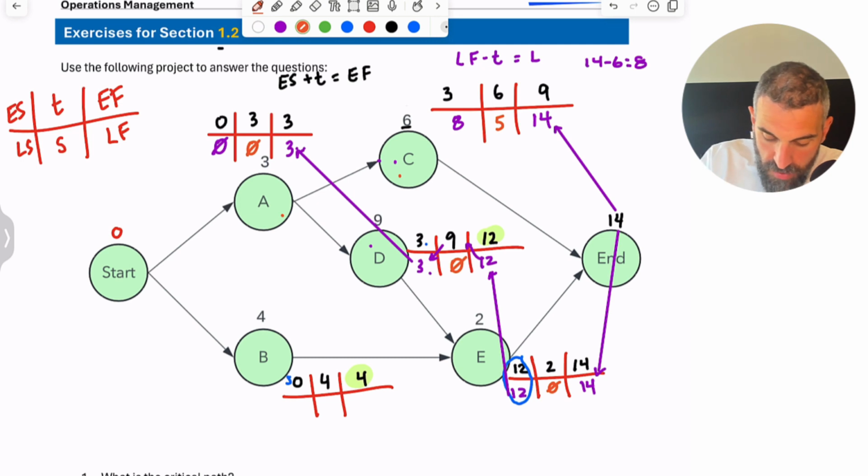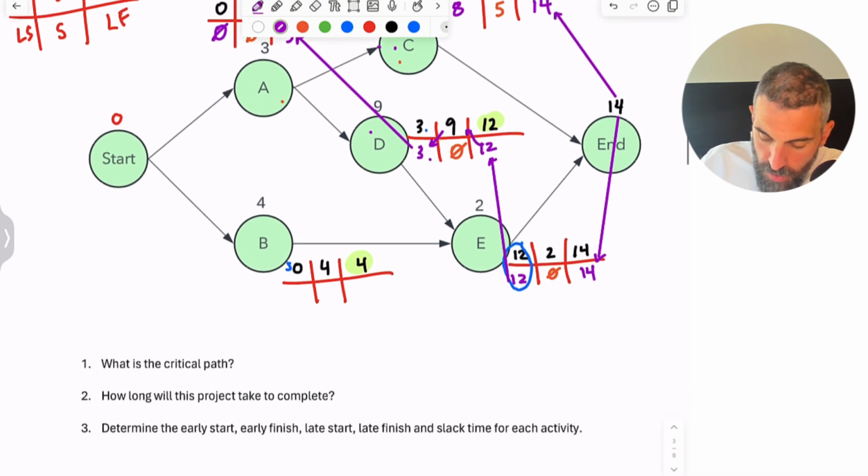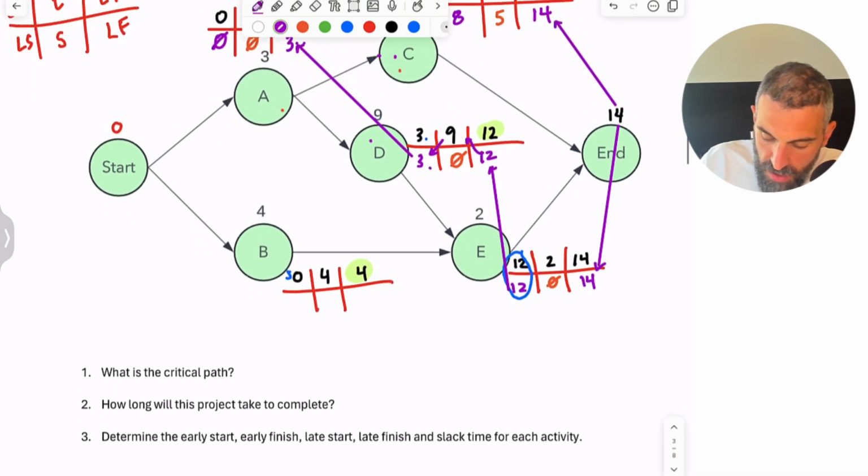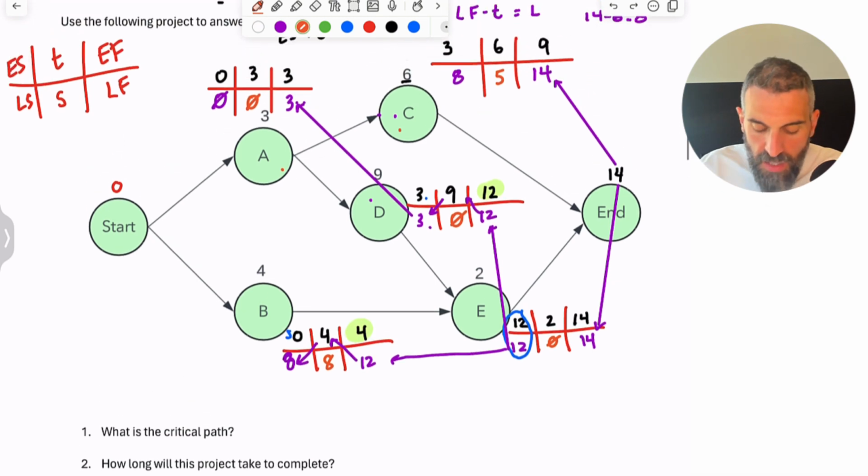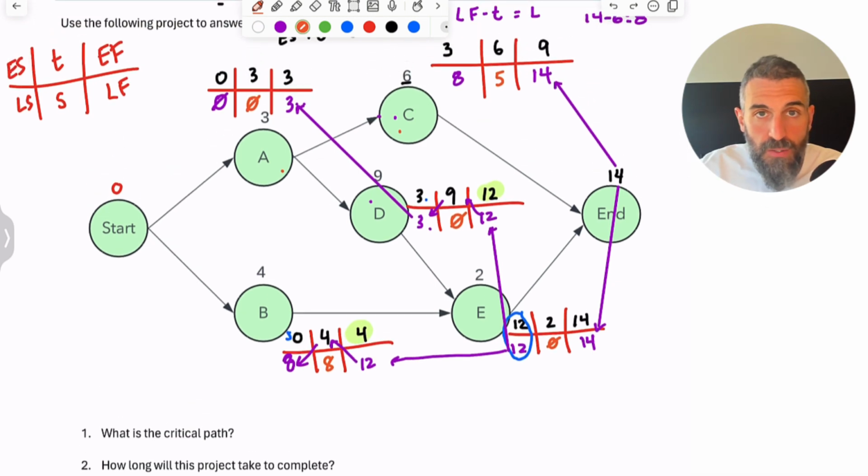And now we're just about done. We just have to finish B. B is easy. It's coming from E, so we're going to pass back this 12. 12 minus 4 is 8. This one has 8 weeks of slack time, right? The difference between these two is 8. So activity B can be delayed up to 8 weeks without hurting the project.